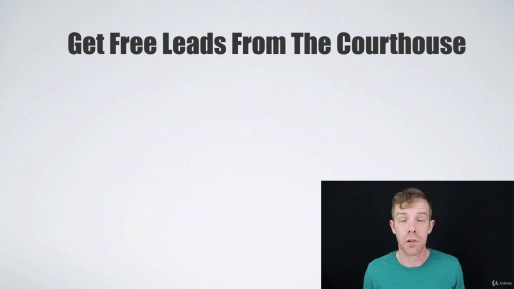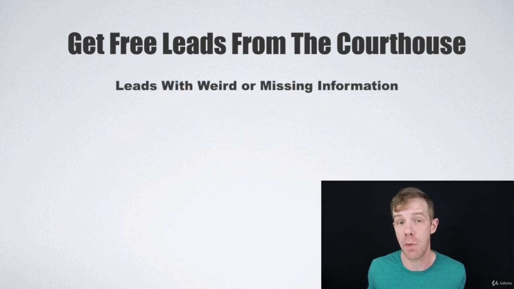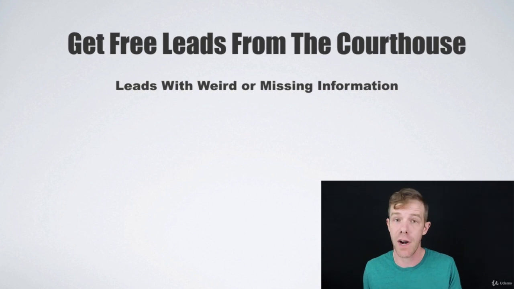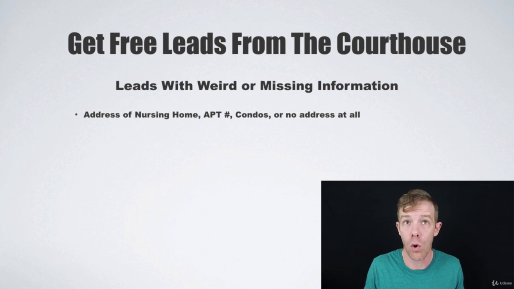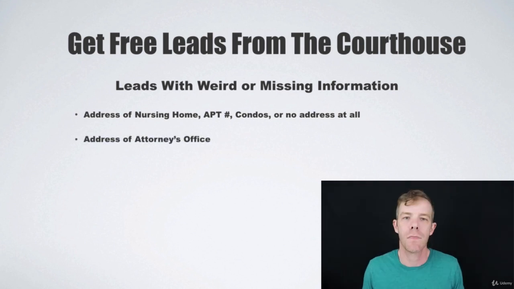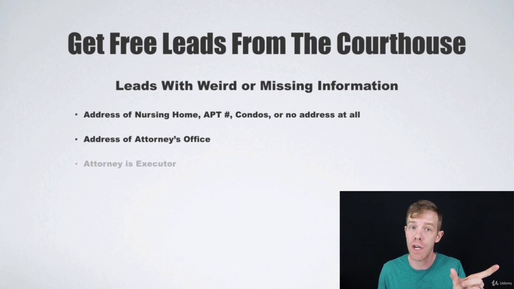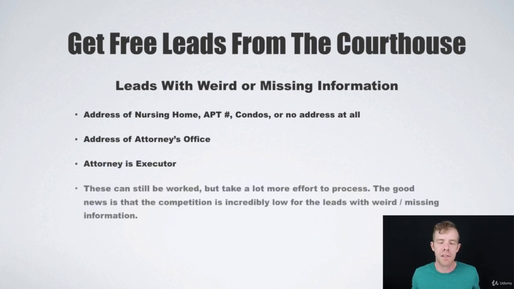Now let me talk about another thing you'll see when you're looking up this information at the courthouse. You'll find leads with weird or incomplete information. For instance, you'll see an address that is the address for a nursing home or an apartment or a condo or an attorney's address. Another thing you might see is an attorney is the executor. Now, these leads with missing or weird information, they can still be worked, but they are what I would call low probability leads.